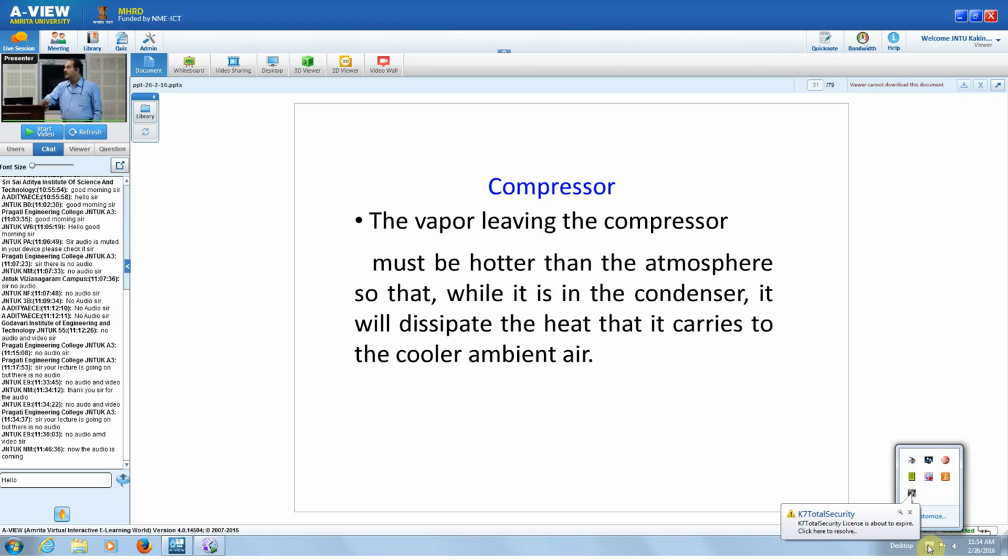You see, generally we have refrigerators at our home, right? If you touch the pipe after compression, definitely the temperature is very high. Maybe you feel it hot. Or if you touch the evaporator tube, maybe you feel it very cool.